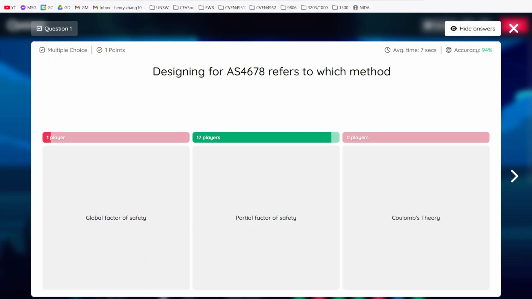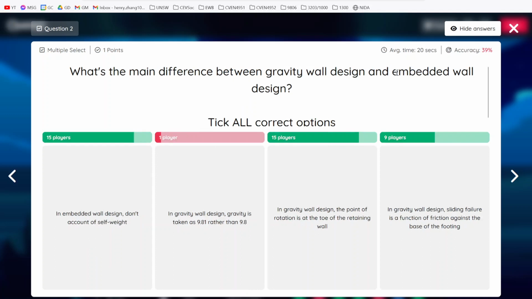Okay. So, I need this to be drilled into your head. The partial factor of safety method is the Australian design method. So that's AS4678 for retaining walls. All right. So just keep that in mind. So all three of these are correct, other than that weird one with the 9.81, whatever. So just keep this in mind.